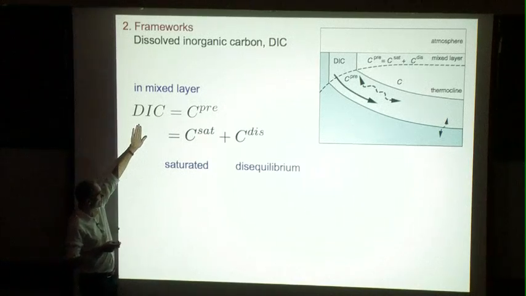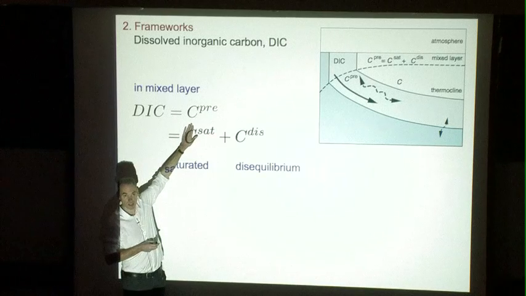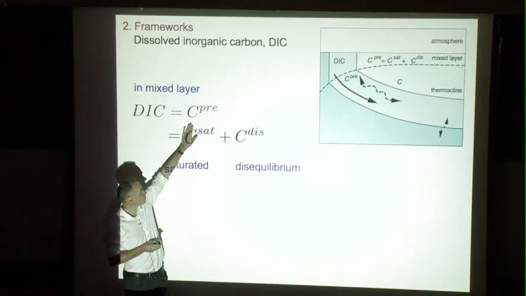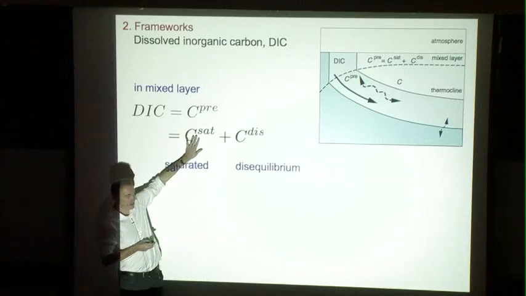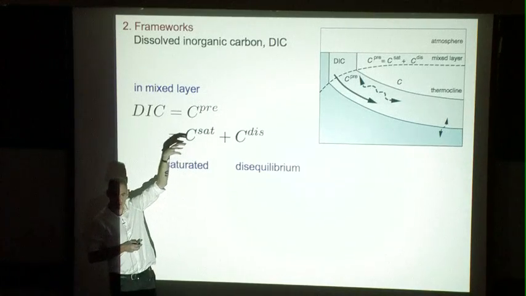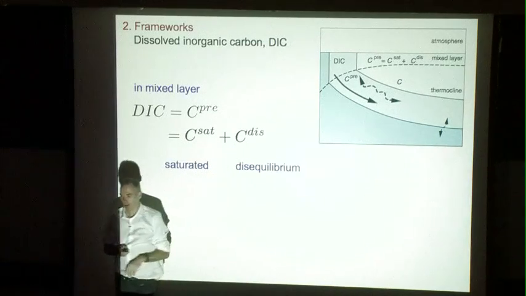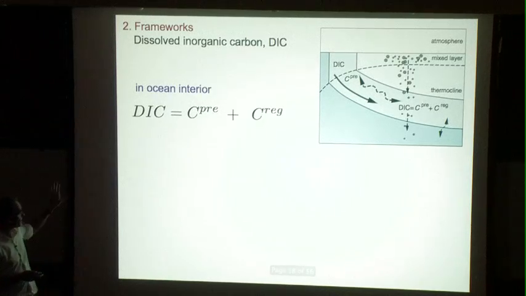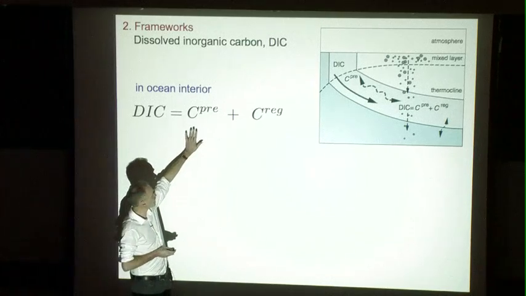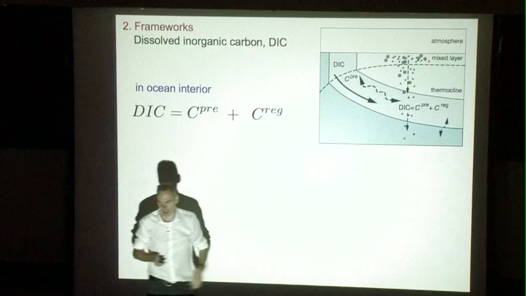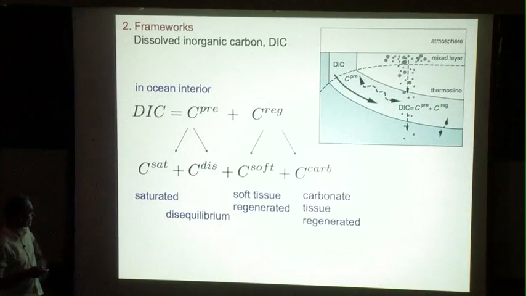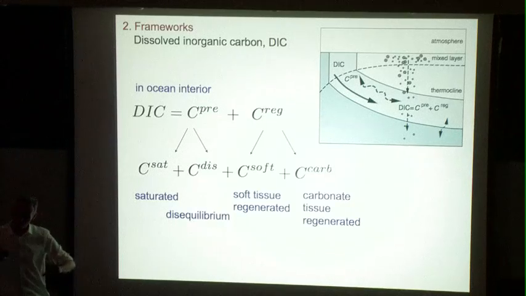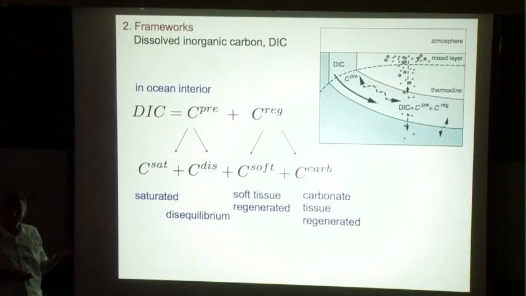Now we can transfer this approach to any biogeochemical quantity. For dissolved inorganic carbon, we can define the preformed part. Within the mixed layer, we can split that, if we so wish, into a saturated part where the carbon is in equilibrium with the atmosphere, plus a disequilibrium part. Some people would go further and split that into the anthropogenic. Then in the ocean interior, we can think of that interior carbon in terms of this preformed and regenerated, and again we can subdivide that. So this framework can be used to try and understand how the carbon distribution is being controlled.